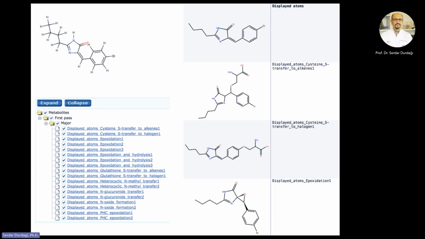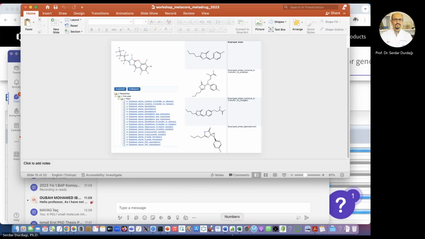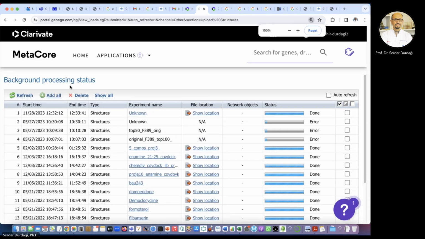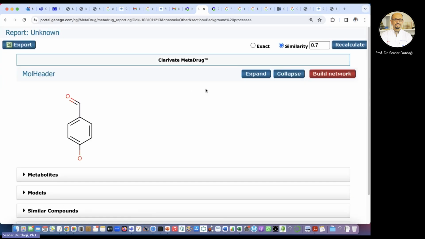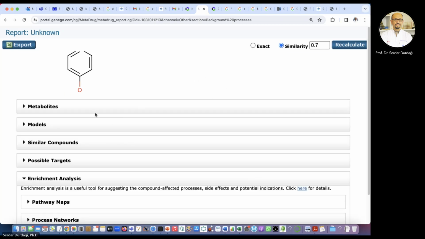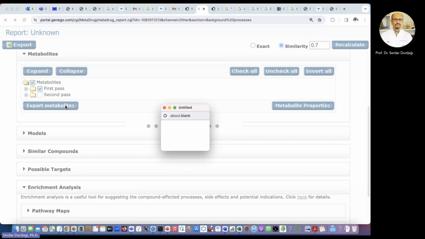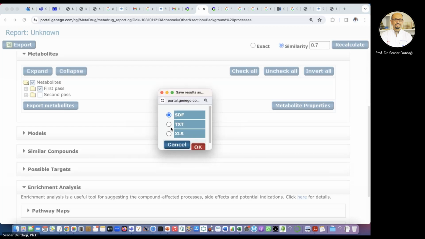I'm not sure if our molecules calculation is already completed, so I can also check. Yeah, it looks like it's completed. Yeah, it's done. So if you go here, the server is in the UK. It's taking some time to connect. So these are the molecule metabolites. If you want to export metabolites, you should just click here. You can get SDF files or Excel files.